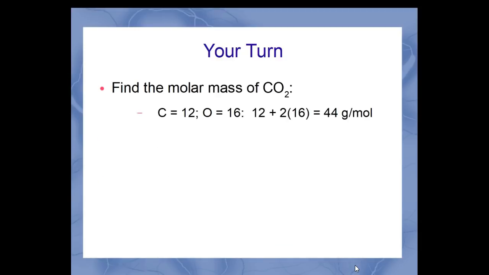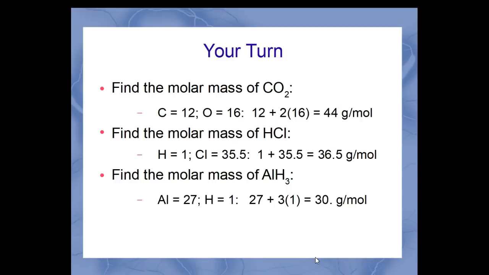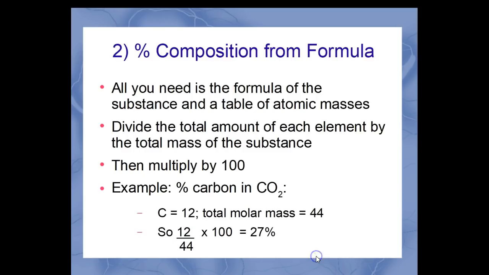The molar mass of carbon dioxide, 1 times 12 plus 2 times 16, is then 44 grams per mole. The molar mass of hydrogen chloride, with hydrogen at 1 and chlorine at 35.5, is 36.5 grams per mole. The molar mass of aluminum hydride, with aluminum at 27 and hydrogen at 1, you multiply the 1 times 3 and add to the 27, you get 30 grams per mole.